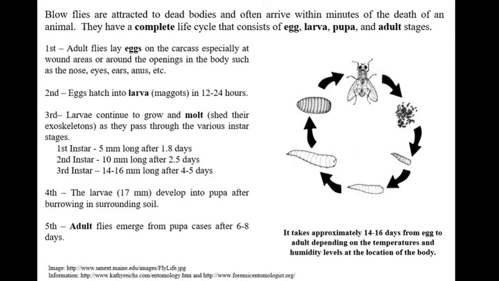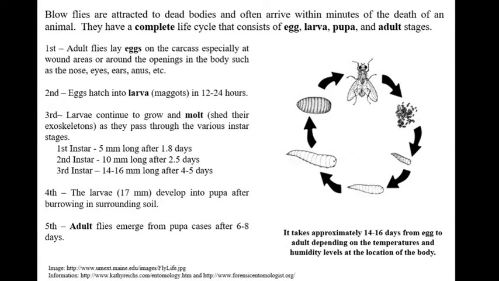They shed their exoskeleton as they pass through various instar stages: first instar, second instar, third instar. Lastly, these larvae enlarge in size and develop into the pupa. Pupal cases you might have seen even in your house. They are the developmental stages of these insects. And the last stage is the adult fly.